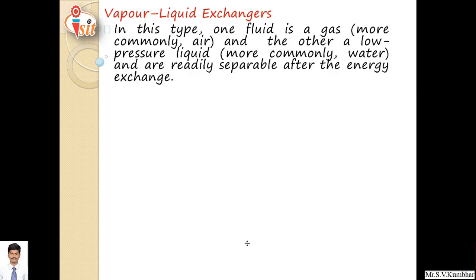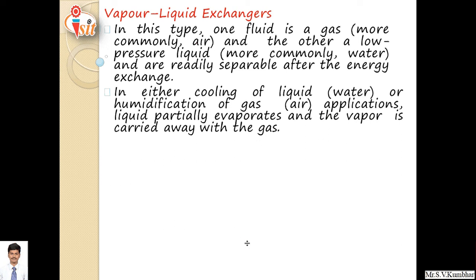So, starting with the vapour liquid heat exchanger. A heat exchanger is a device in which exchange of heat takes place between two fluids which are at different temperatures. In a vapour liquid heat exchanger, one fluid is a gas, which is normally air, and the other is a low pressure liquid, more commonly water, and they are readily separable after the energy exchange.